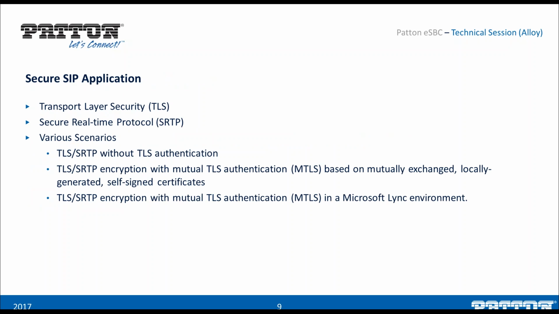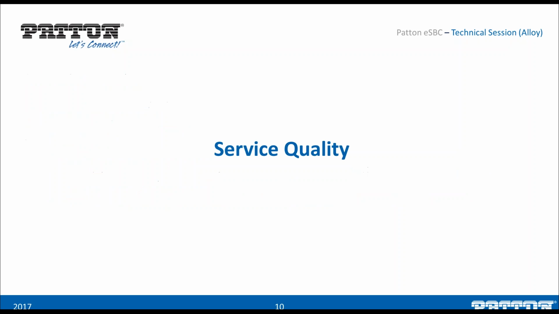Now, the other thing which is part of security is the secure SIP application. Okay, we support TLS and SRTP, so we can support it without TLS authentication, or with mutual TLS for mutual exchange, or we can generate our own certificates. We can generate certificates for devices. We can act as a certification authority on a device, and we can also work with MTLS in a Microsoft Lync environment. Now, the next thing is the service quality.